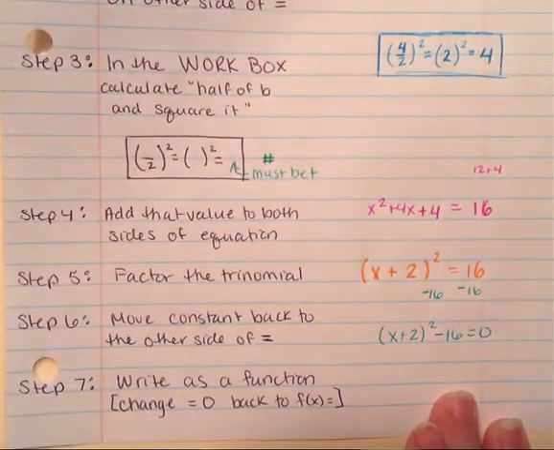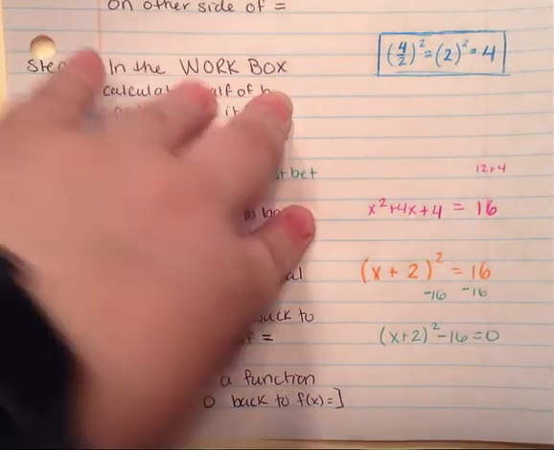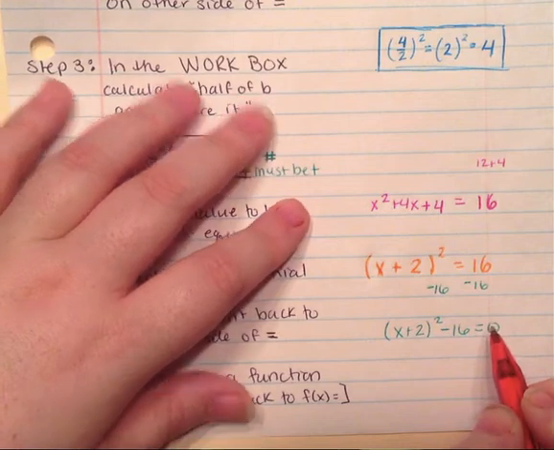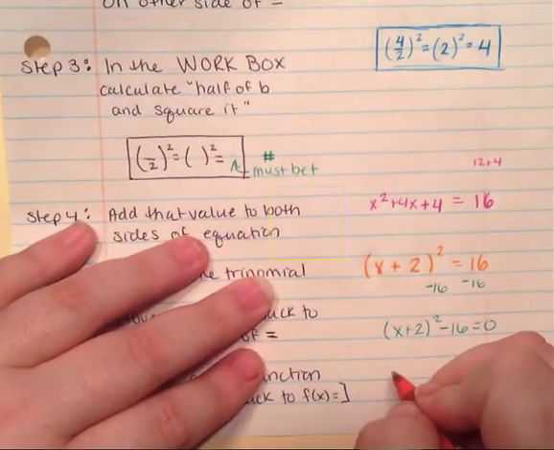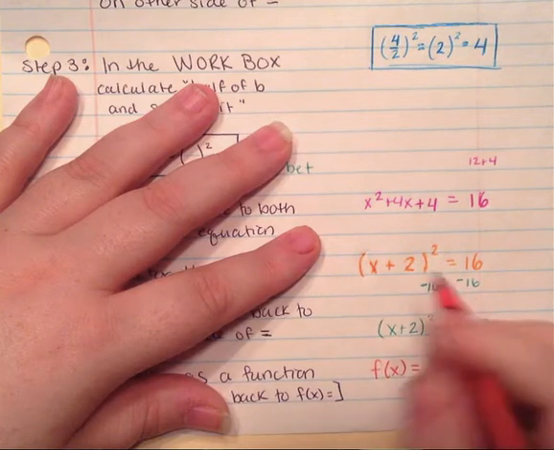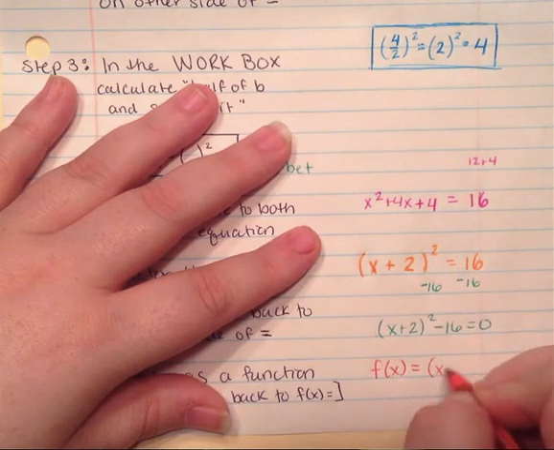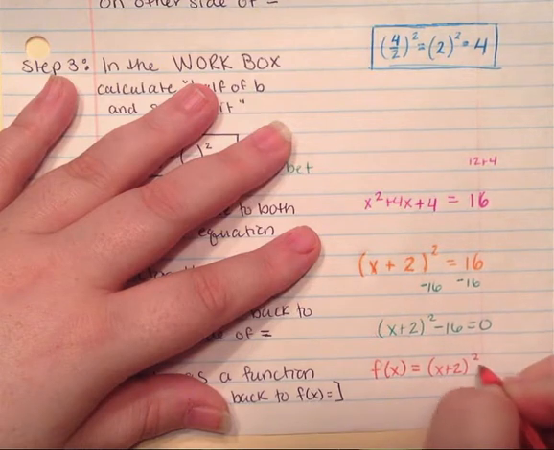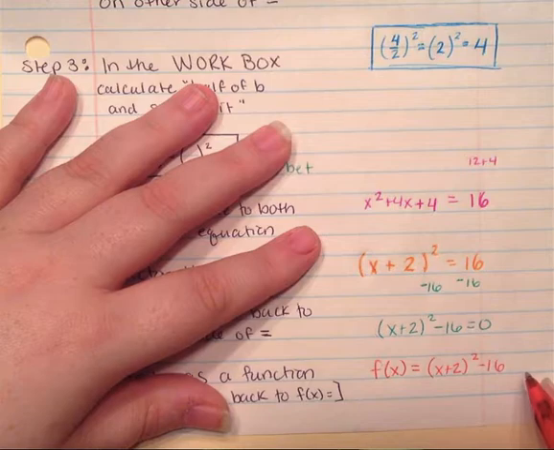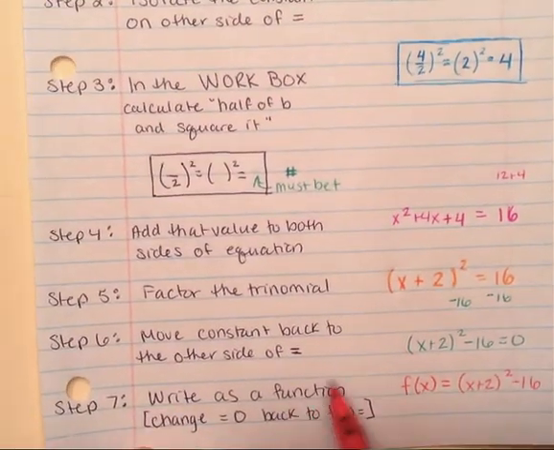So our problem actually started with f of x, so we're going to change it back to an f of x. Now generally f of x is going to be in the beginning of the problem and the equal 0 is at the end. So I'm just going to turn this back into f of x is equal to, I'm just going to rewrite all of this again, the parentheses x plus 2 parentheses squared minus 16. It is no longer equal to 0 because you can only have one equal sign in a problem. So we have written it back as a function.